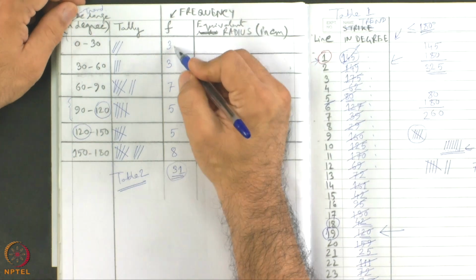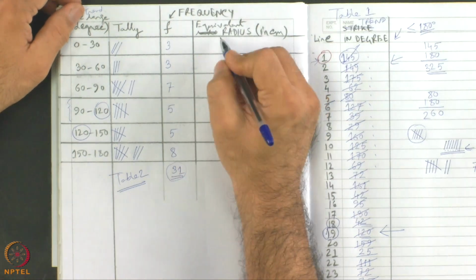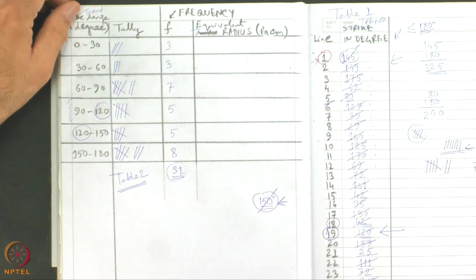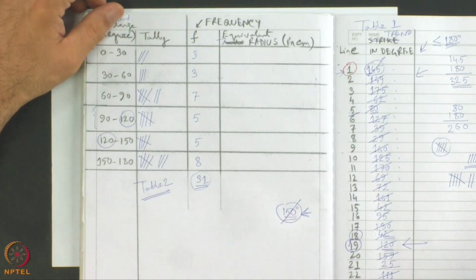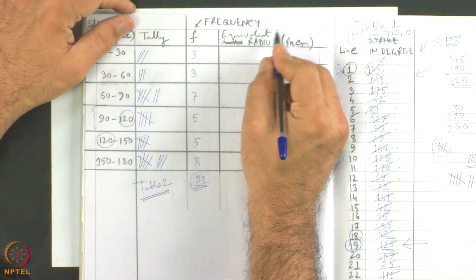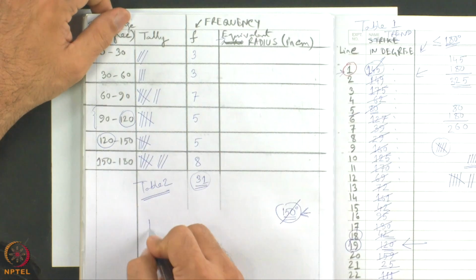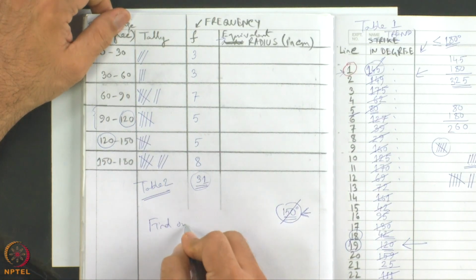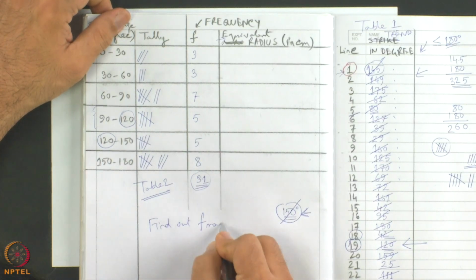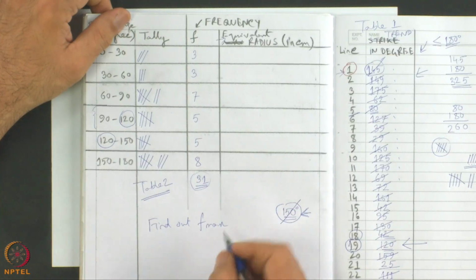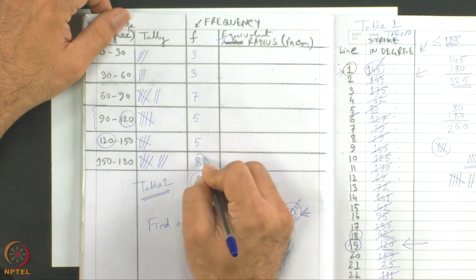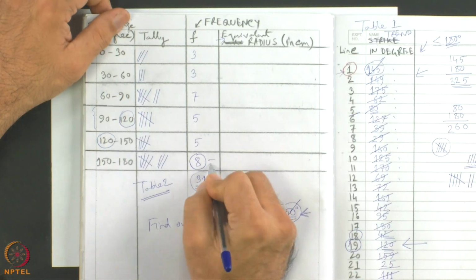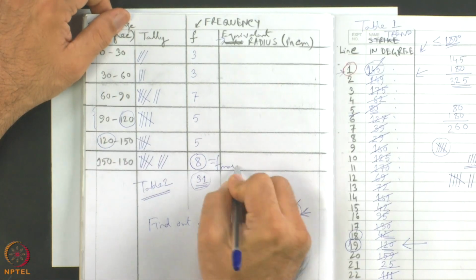Now, these frequencies will be converted into equivalent radius. Radius of what is the question? That also will be revealed in due course of my drawing. To find out the equivalent radius, find out f max. Where is f max? That means the maximum frequency, the number is 8. So, I write this as f max.